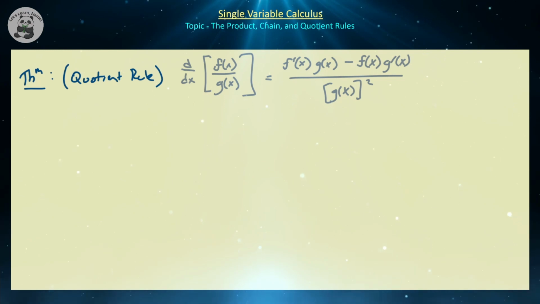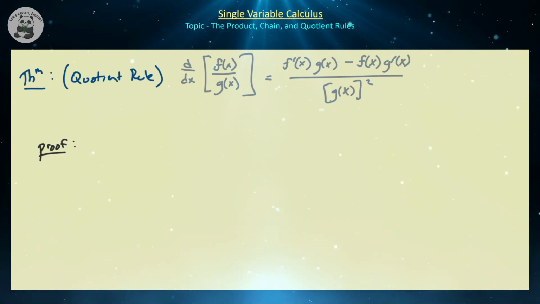So obviously, how are we going to prove or justify this one? Now, I'm not going to be using the limit definition. I'm actually going to be using the rules that we have already done before, in particular the product and the chain rule.